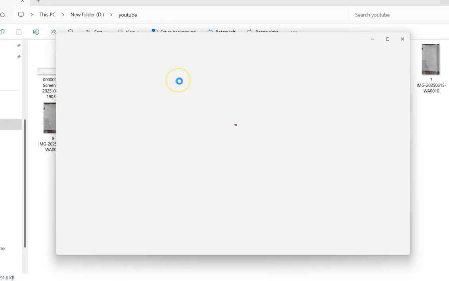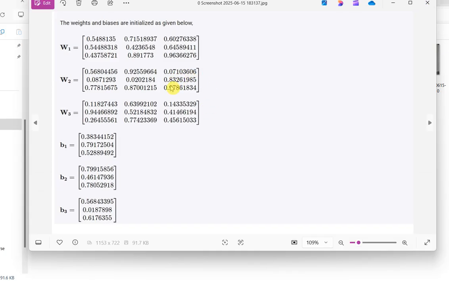The first thing is, some given parameters are w1, w2, w3, and b1, b2, b3. w1, w2, w3 are the weight matrices. We can see they are 3 by 3 matrices, and these bias terms are column vectors.